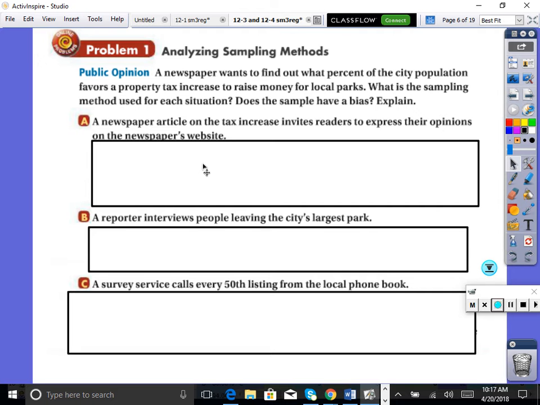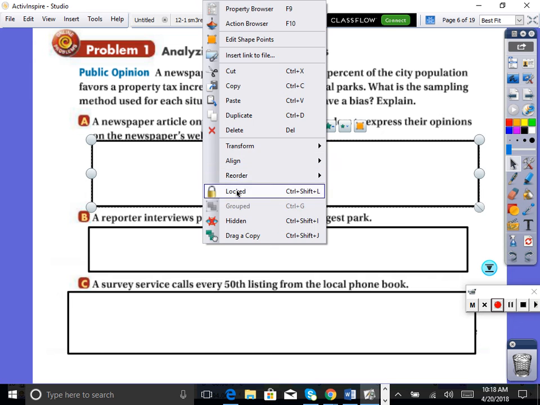Correct. Self-selected. The people have to choose to express their opinions on the website. Only the people that choose to write in. Why would that have bias? Perfect. They are on the website. They're the ones reading about it. Good point. And they're the only ones that care extremely one way or the other. Okay, good point. Next one.